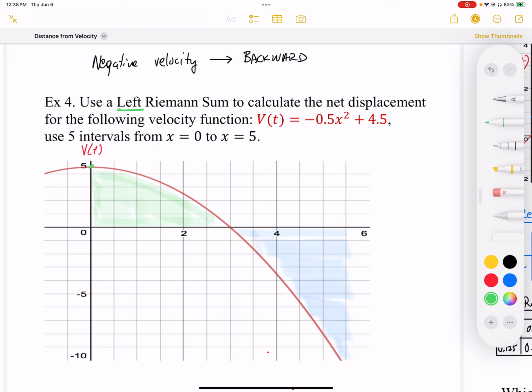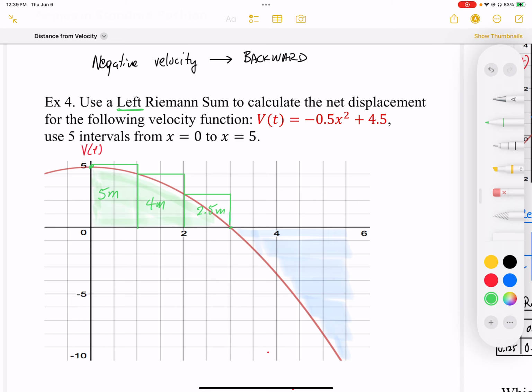So I'm going to start at 5. I'm going to make my width equal to 1. Okay, so that's going to give me an area of 5 meters. The next one looks like a height of 4, and so that's going to give me 4 meters of displacement. Here we'll say it's 2.5, so it's going to give me 2.5 meters of displacement.